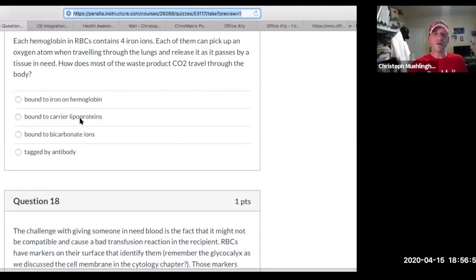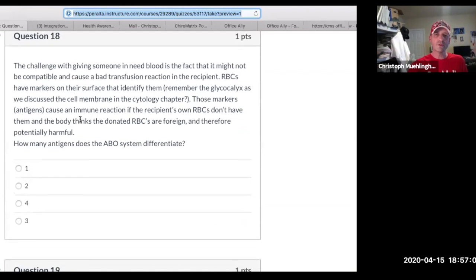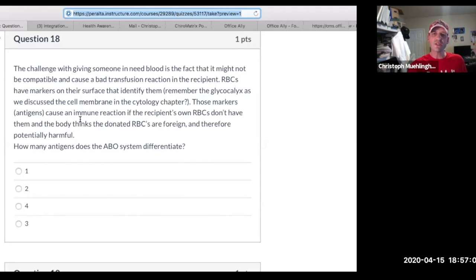Okay, numbers, that's the hemoglobin. The challenge with giving someone, oh wait, I wanted to talk about this blood thing for a moment.